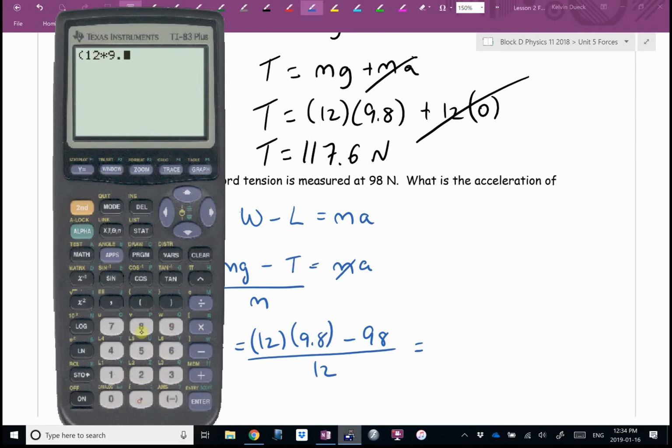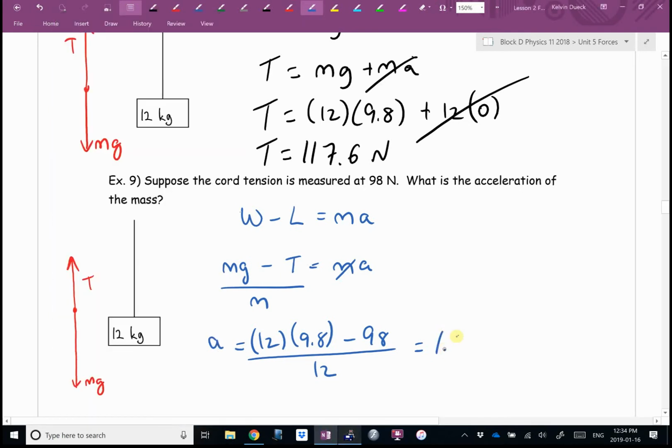12 times 9.8 minus 98 divided by 12. This is accelerating at, did you get 1.6333? 1.63 units. Logan, it's an acceleration. Come on, I went to you with this one on Friday. It's an acceleration. What are the units for acceleration? Yes, thank you.